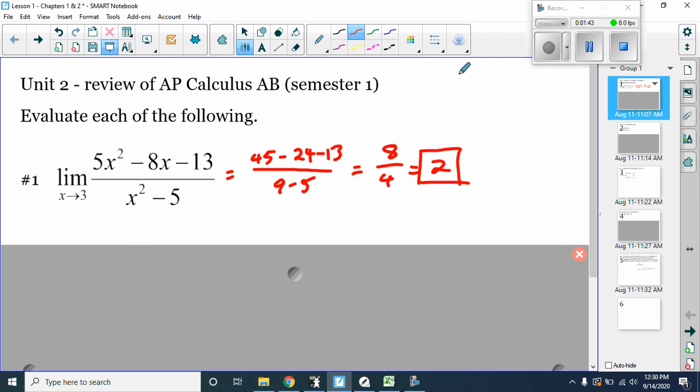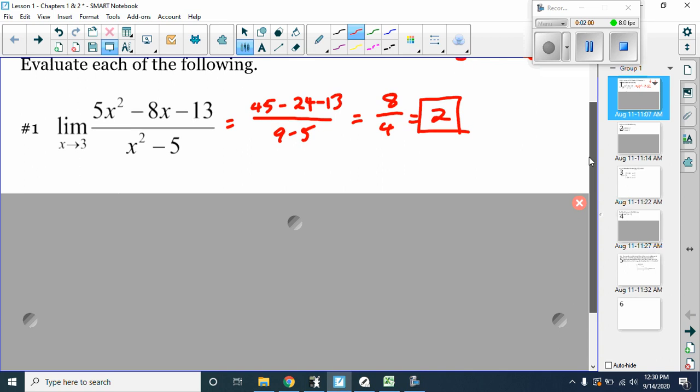Remember, if you get a number other than 0 divided by 0, that tells you there's a vertical asymptote, so the limit does not exist. And if you get 0 over 0, it almost definitely means there's a hole there, which means you need to simplify in some way to evaluate the limit.